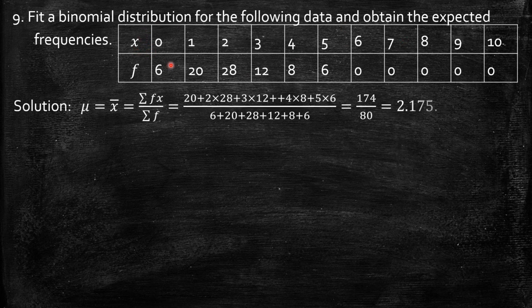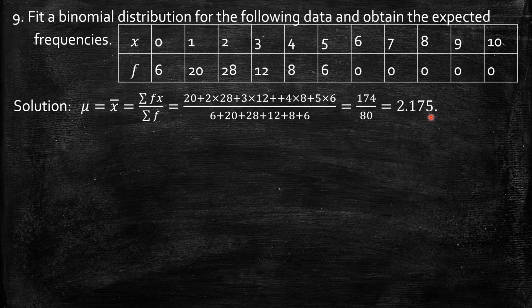I can find the mean, x bar, as summation of f into x by summation f. So summation of f into x, the frequency into x, the sum of the product of these two. So that is 0 into 6 plus 1 into 20, that is 20, plus 2 into 28 plus 3 into 12 plus 4 into 8 plus 5 into 6 plus everything now vanishes. That is divided by the total sum of frequencies, that is here 80. So 174 by 80 gives 2.175.